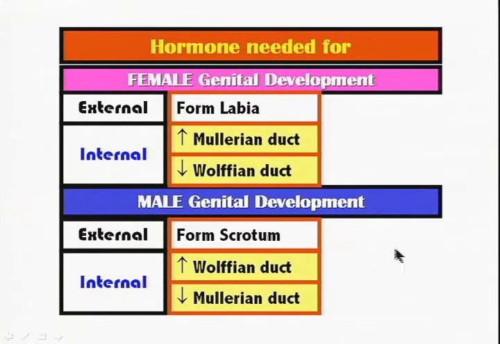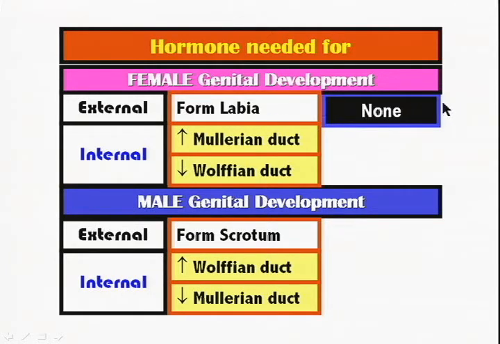All right, this is a kind of a busy slide, but I think it'll make it clear, and it's quite simple. We're looking at what hormones are needed for female genital development, what hormones are needed for male genital development. In terms of external genitalia, what hormones are needed to form the labia? And the answer? None. What hormone is necessary for proliferation and development of the Müllerian duct? None.